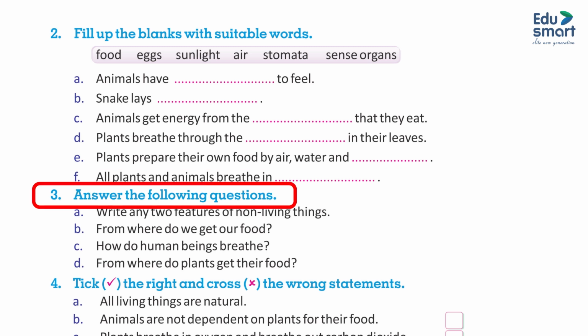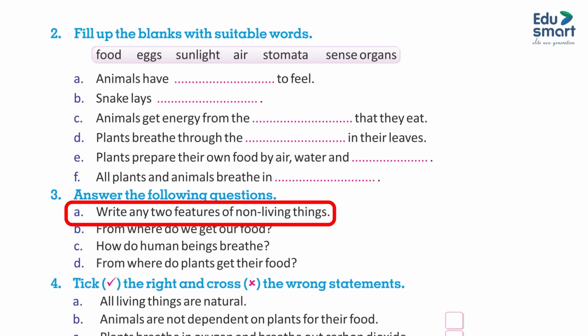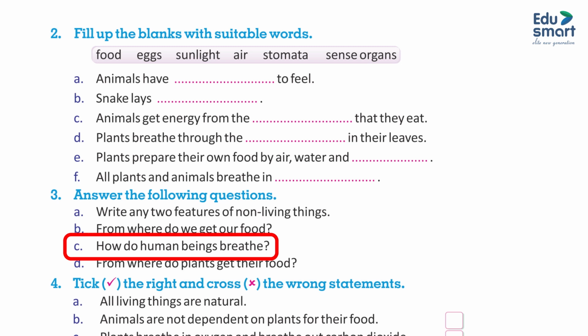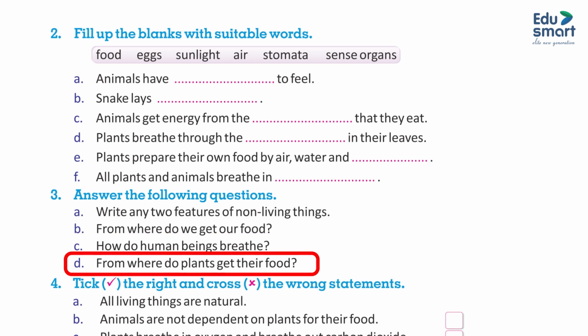3. Answer the following questions. A. Write any two features of non-living things. B. From where do we get our food? C. How do human beings breathe? D. From where do plants get their food?